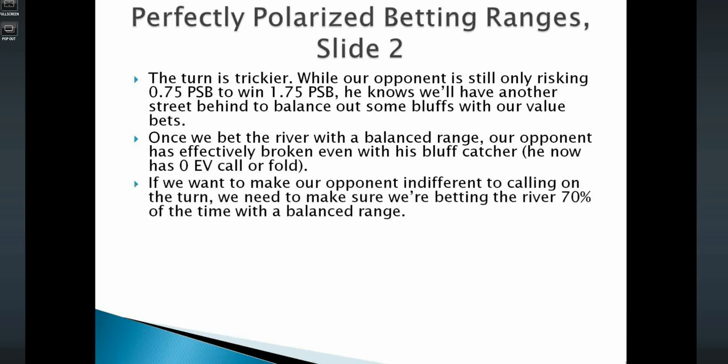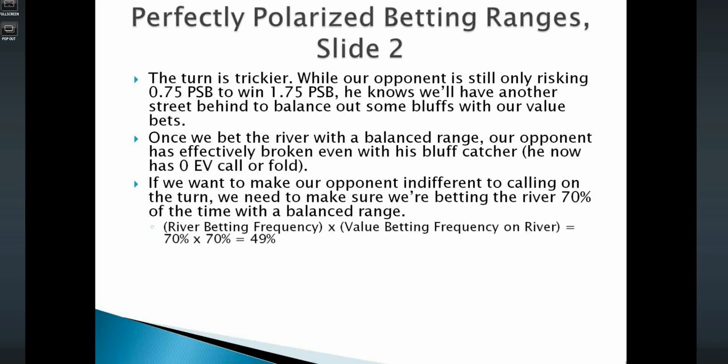If we want to make our opponent indifferent to calling on the turn, we need to make sure we're betting the river 70% of the time with a balanced range. Remember, our opponent is risking 0.75 pot size bets to win 1.75 pot size bets, and as we saw on the previous slide, he only needs to win 30% of the time to justify a call. Since he needs to win 30% of the time, we need to make sure we're betting the river 70% of the time to keep him indifferent to calling on the turn, because once we bet the river, he's essentially already lost. River betting frequency times value betting frequency on the river is 70% times 70%, which equals 49%.